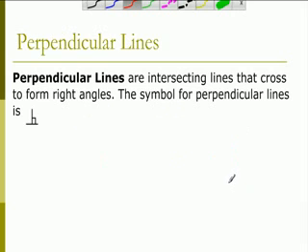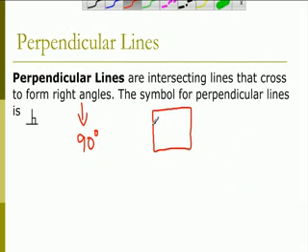Perpendicular lines are intersecting lines that cross to form right angles. And a right angle equals 90 degrees. If you think of a right angle, I always think of a square, because each angle on a square is a right angle, 90 degrees. Okay? So when you're looking at two lines, those are perpendicular because it creates a 90-degree angle.